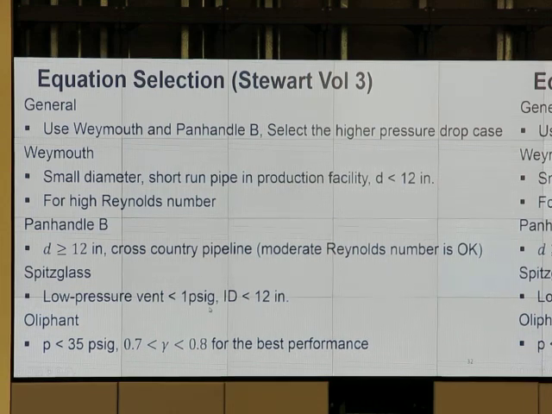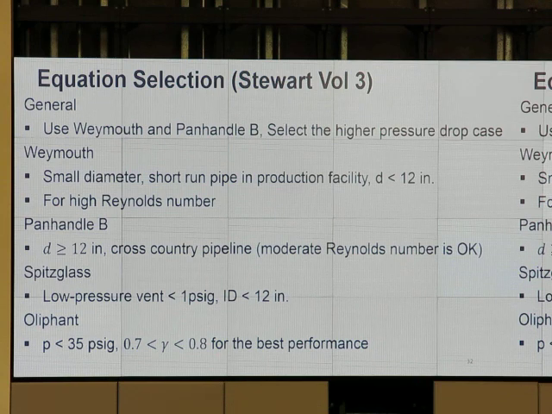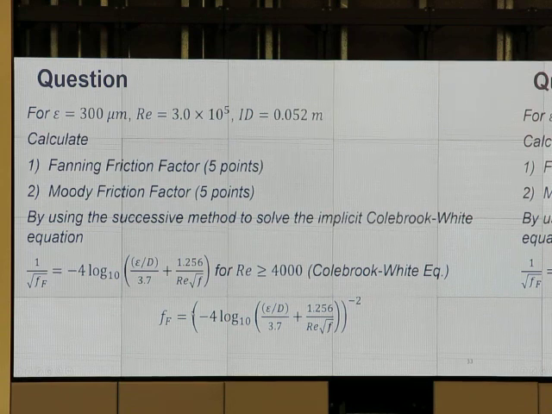So if I have a pressure drop from a tank, or the tank on the top has a vent line and they connect to each other, how much is the pressure drop in the vent line? I use Spitzglass. Or I can also use the Oliphant equation, any of these. And this is just a calculation thing.